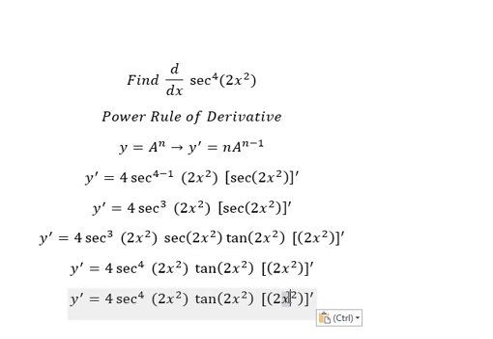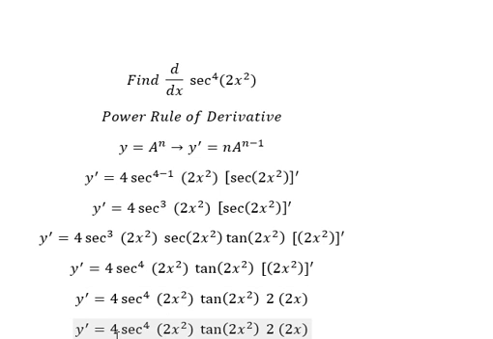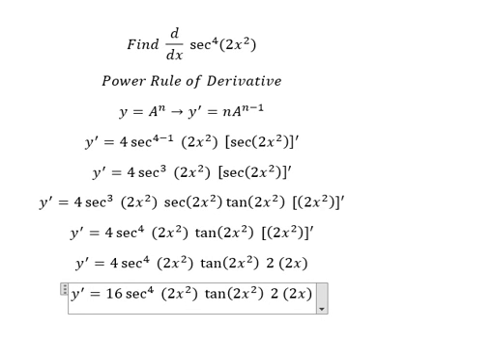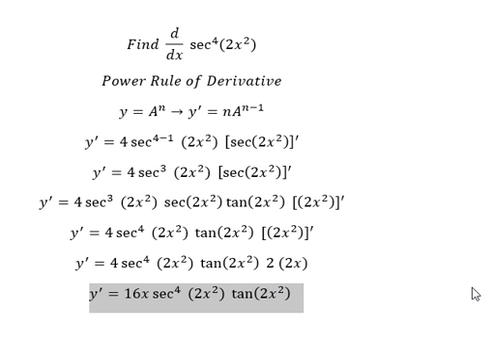The first derivative of s squared is 2s. Number 4 with number 2 and number 2, we have 16. And I will put s. And this is the final answer. This is the end.